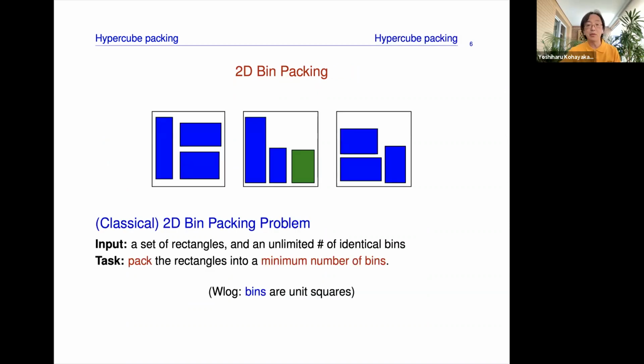So again, the 2D bin packing problem is as follows. You receive as input a set of rectangles and some unlimited number of identical bins where you want to put these items. The task is to pack the rectangles, the items, into the minimum number of bins. Now, of course, if you rescale your units in the X direction and in the Y direction, you can assume that the bins are unit squares. But still, in general, you could have rectangles as items.